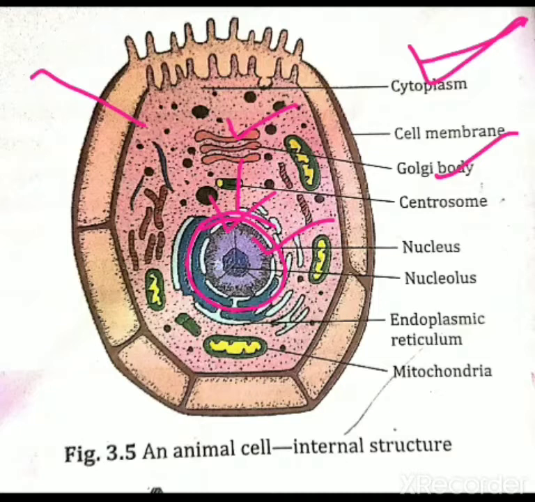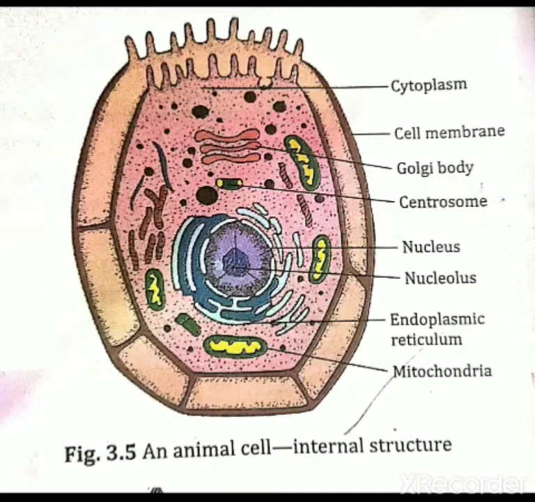Then your centrosome. What is a centrosome? A centrosome is a minute non-membranous body found near the nucleus of an animal cell. Remember, the centrosome is found only in the animal cell. You can see it is very near to the nucleus. And remember the important thing: plant cells do not contain a centrosome.